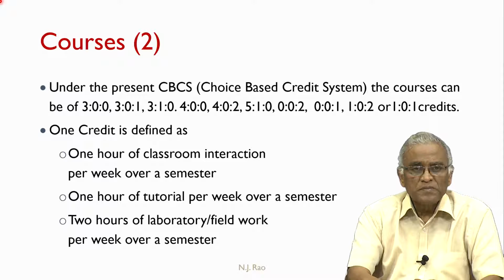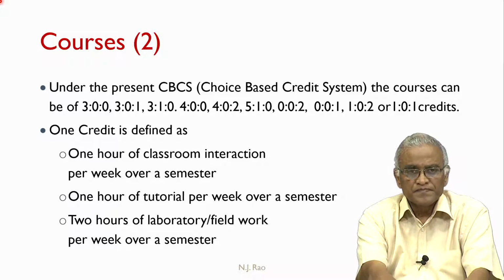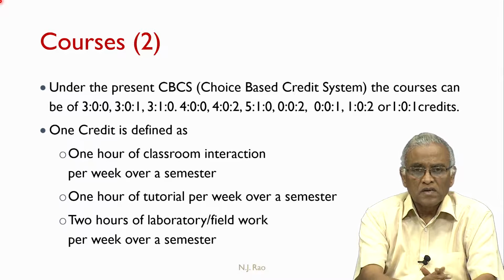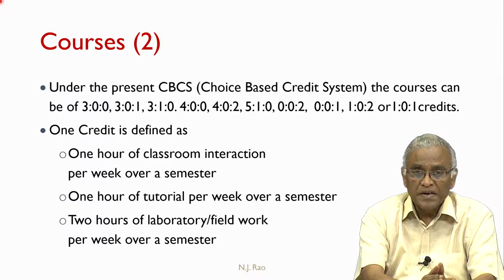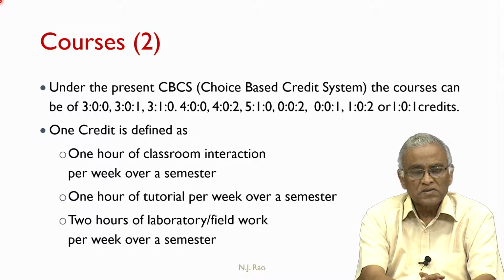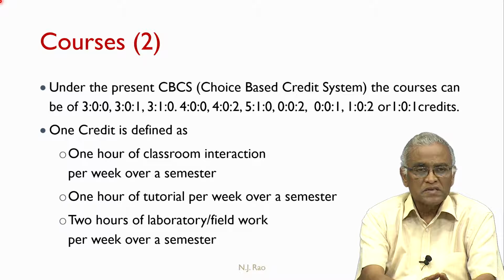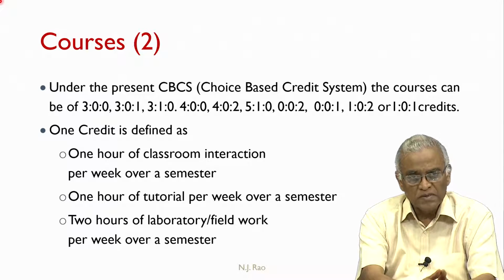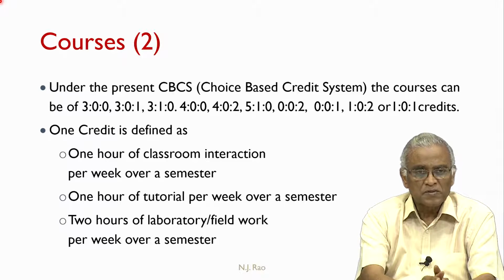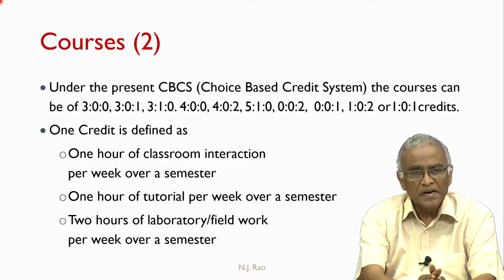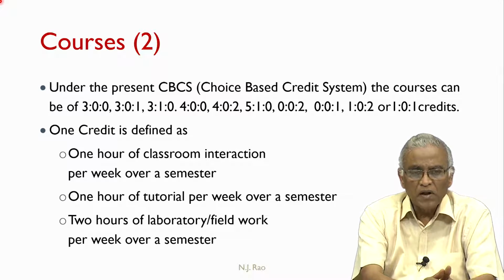Now, under the present CBCS, choice based credit system, the courses can be of many types. That is one of the natures of the credit system. It can be a 3:0:0. What does it mean? There are 3 classroom sessions per week over a semester. The next digit corresponds to the number of hours of tutorial, and the third digit corresponds to the number of credits per week over a semester. So, you can have all kinds of combinations.